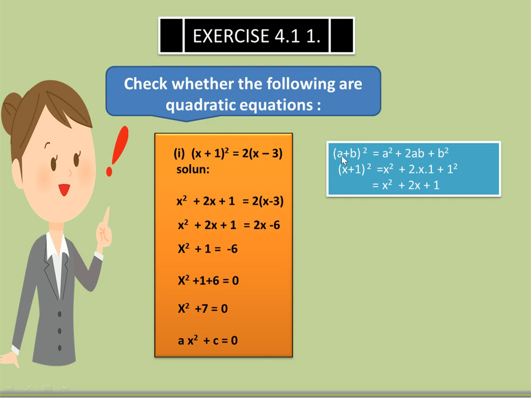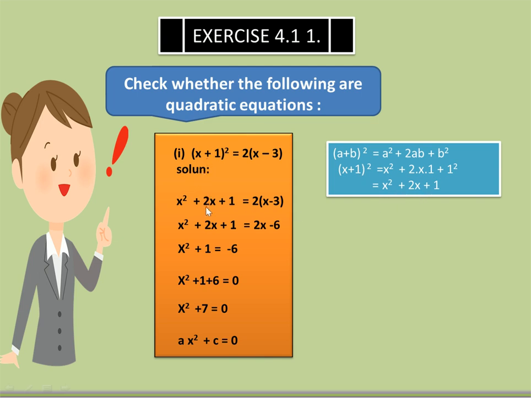X plus 1 whole square is in right hand side. Okay, x plus 1 whole square, we have to apply here a plus b whole square formula. The value of a is x and value of b is 1. Substitute here x square, a value is x, so plus 2 into a value x, b value 1 plus 1 square. Okay, simplify. X square is x square, 2 ones is 2, 1 square is 1. Okay, now the value of x plus 1 whole square we got here, that's x square plus 2x plus 1.